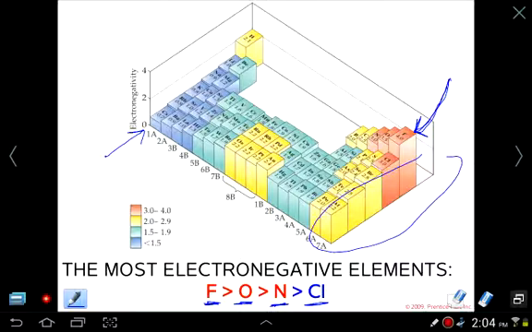This is a good idea to remember, these four elements. Definitely remember that fluorine is the most electronegative of all the elements. In fact, fluorine is used to set up the scale at 4.0. No other element has a higher electronegativity than fluorine, so the scale was actually set up based on fluorine. Everybody else has a lower electronegativity.